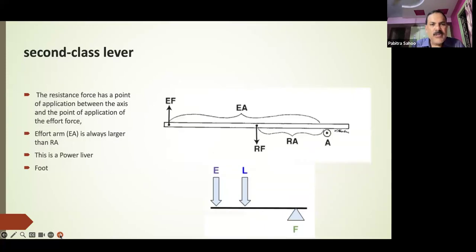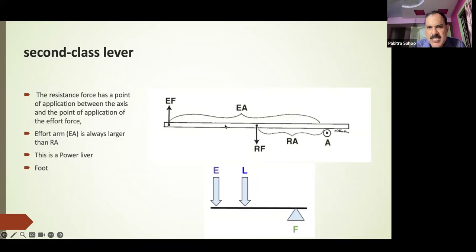Now, coming to the second class lever, as I said, in a second class lever the fulcrum is at one end, and the effort force and resistance force are in the same direction at different places, right? In this picture, this is the effort arm, this is the effort force, and this is the fulcrum. That means the effort arm is longer than the resistance arm. This is the resistance force. If you measure this distance and this distance, the effort arm is longer than the resistance arm.